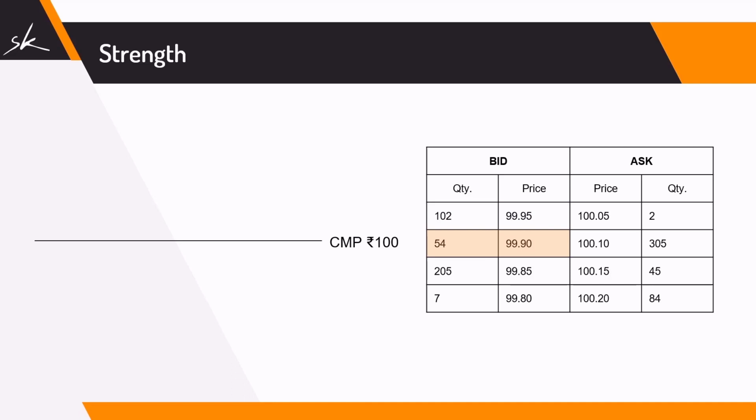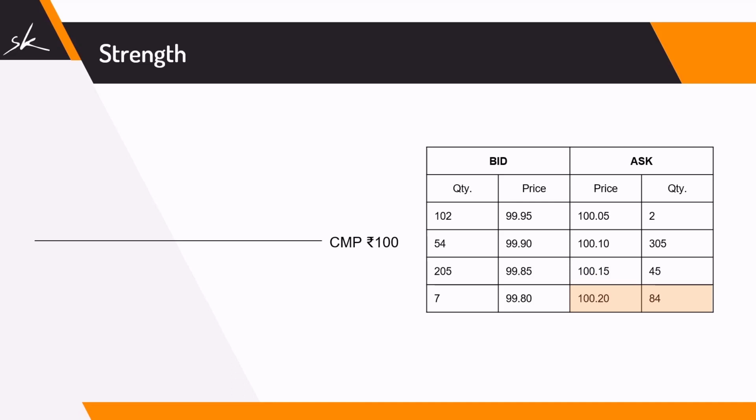Similarly, we have a buyer at 99.85 willing to buy 205 shares, and a buyer at 99.80 willing to buy 7 shares. On the ask side, we have a seller at 100.05 willing to sell 2 shares. Then we have a seller at 100.1 willing to sell 305 shares, a seller at 100.15 willing to sell 45 shares, and a seller at 100.20 willing to sell 84 shares.